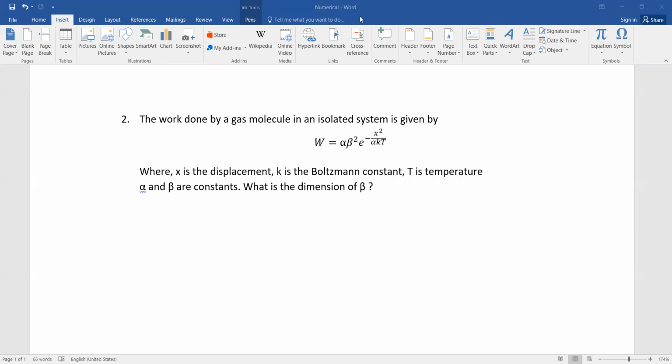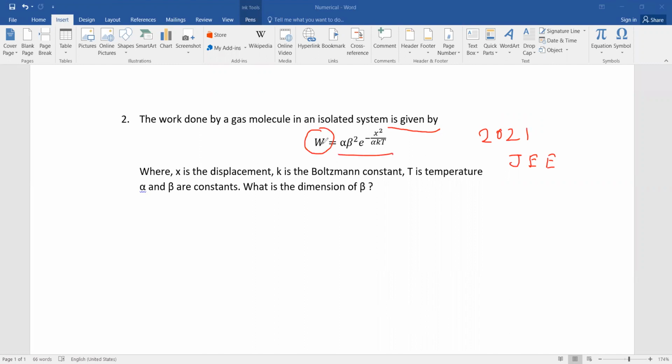This question was asked in the 2021 JEE Main. Let us have a look at the question, then we'll solve it. The work done by a gas molecule in an isolated system is this one. This is the expression for work done.